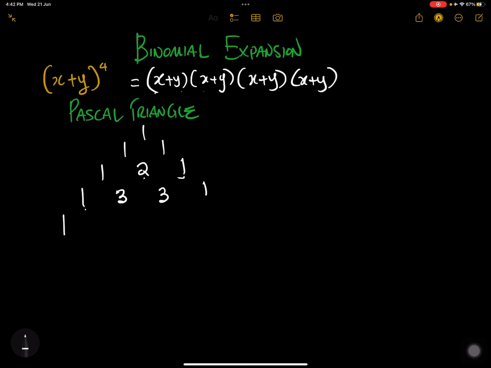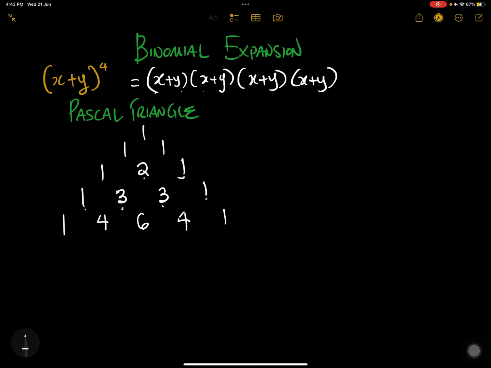We add the 1 and the 3. We get 4. We put it in the middle. 3 plus the 3, we get 6. We put it in the middle of the 3 and 3. The 3 plus the 1, we get 4. We put it in the middle of the 3 and the 1. And then we put 1 also on the outer end of it.